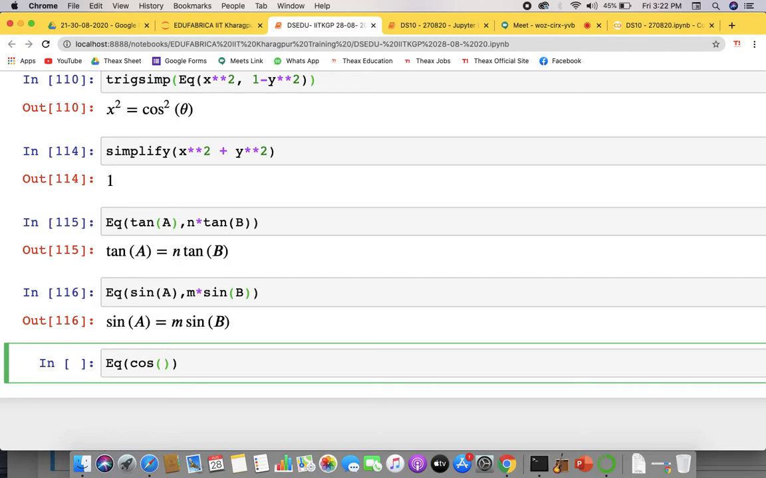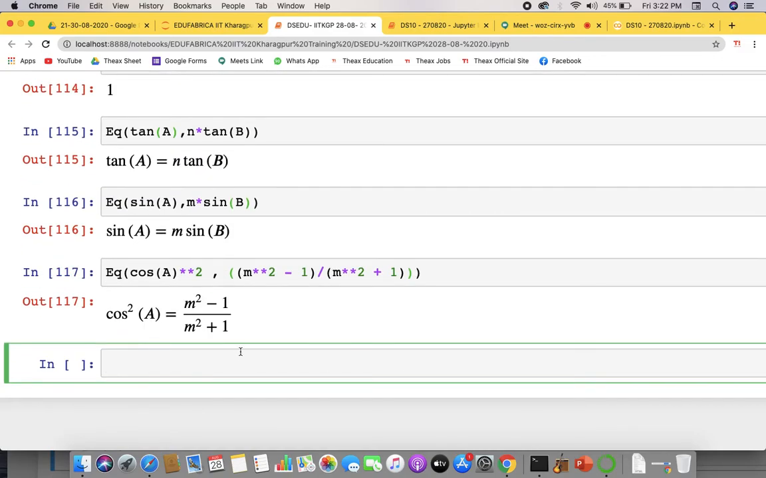You've been asked to prove that cos square A is equal to m square minus 1, divided by n square minus 1. I guess this is also a familiar question to you. So cos square A equals (m square minus 1) by (n square minus 1). This is what we have to prove.